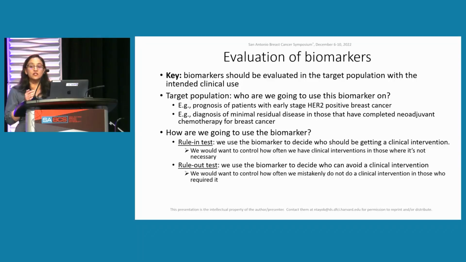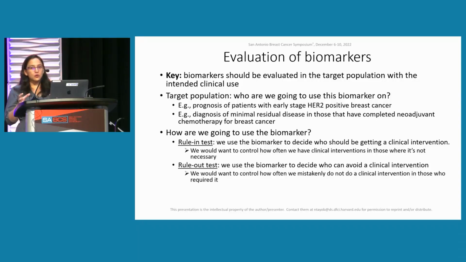And so therefore, we need to be very concerned about controlling how often we do a clinical intervention in those where it's not necessary. We call this the false positive rate. If, on the other hand, the goal is that everybody is currently getting a clinical intervention, but we want to identify who are the patients that can avoid this particular intervention, then we want to design a rule-out test. We want to control how often we falsely do not do the clinical intervention in someone who actually did need it. And so that's our false negative rate.